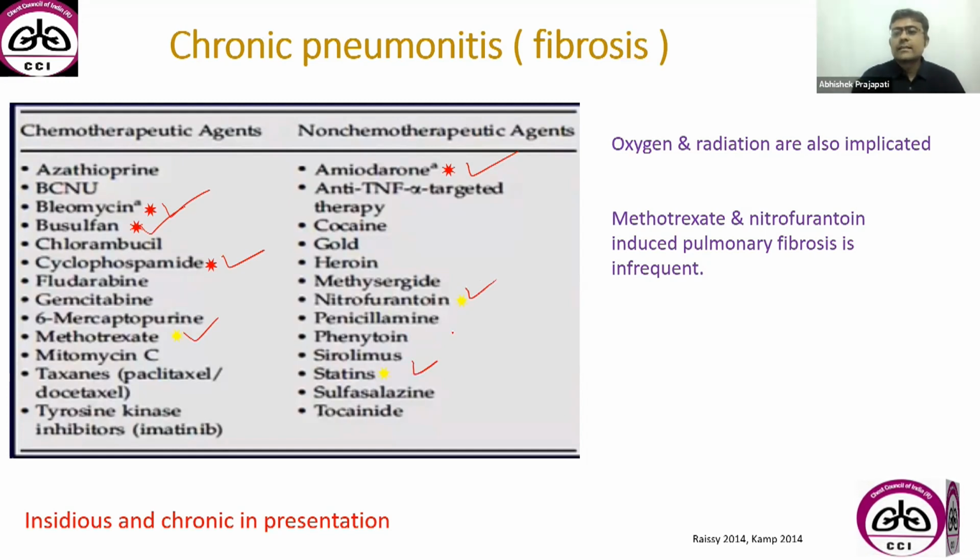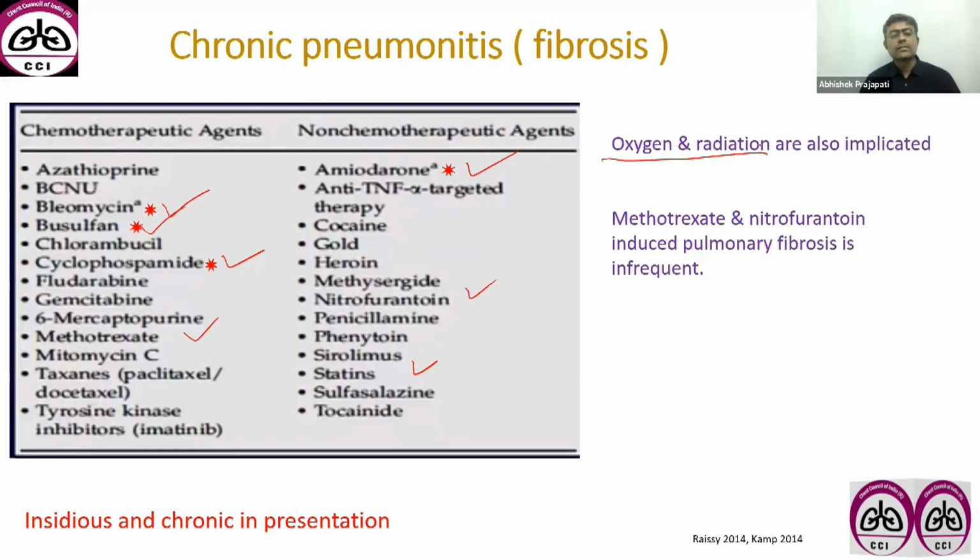Oxygen and radiation are also responsible for this type of mechanism of lung injury. Methotrexate and amiodarone-induced pulmonary fibrosis are less frequent. Most commonly the onset is insidious, and they present with a chronic duration.